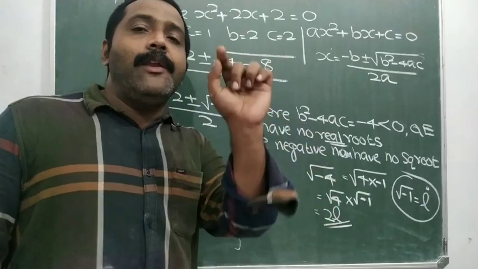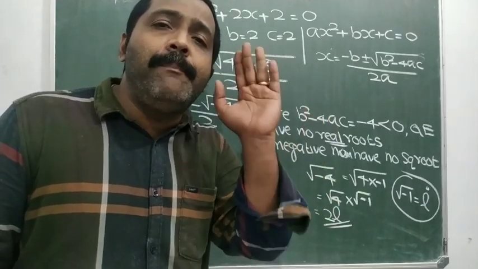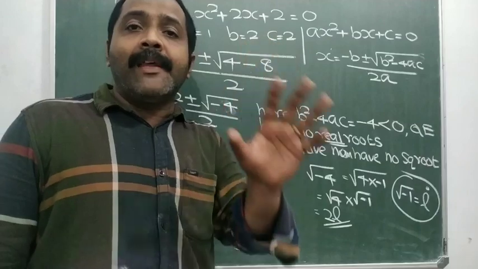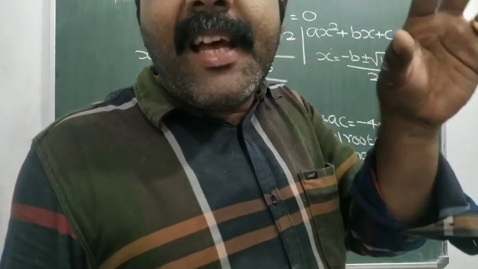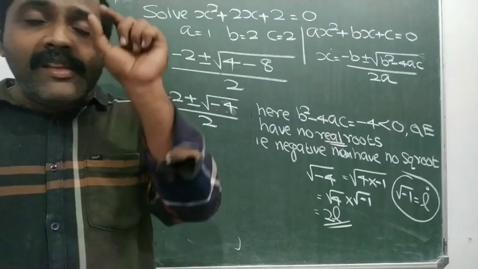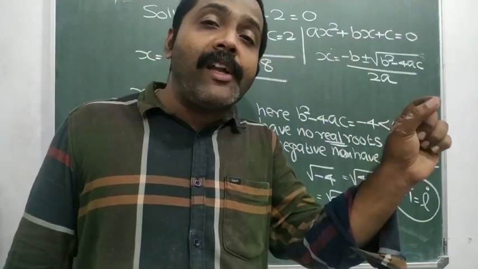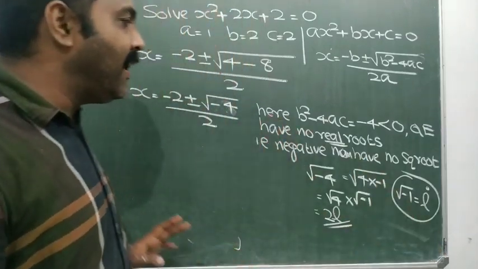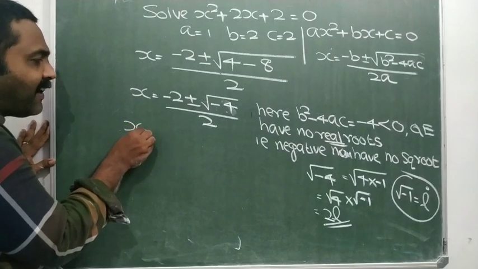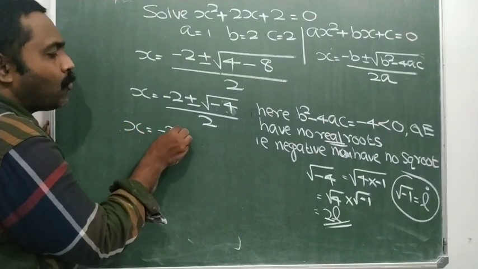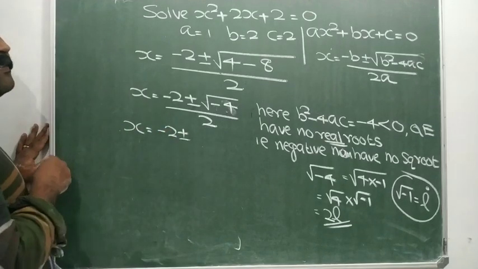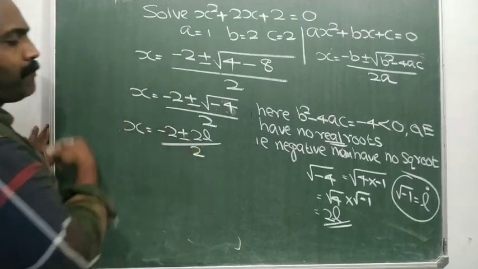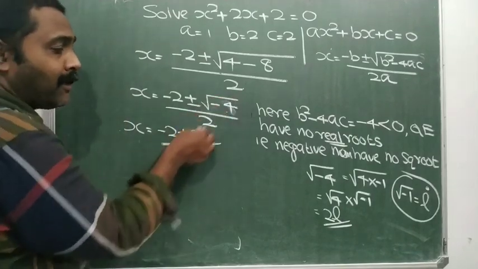Hereafter, the value of root -1 will be taken as I. What is I? Root -1 is an imaginary number. Therefore, the shortest form of iota is I. Root -4 can be taken as 2I. That is, x is equal to -2 plus or minus 2I by 2. Okay, root -4 is 2I.